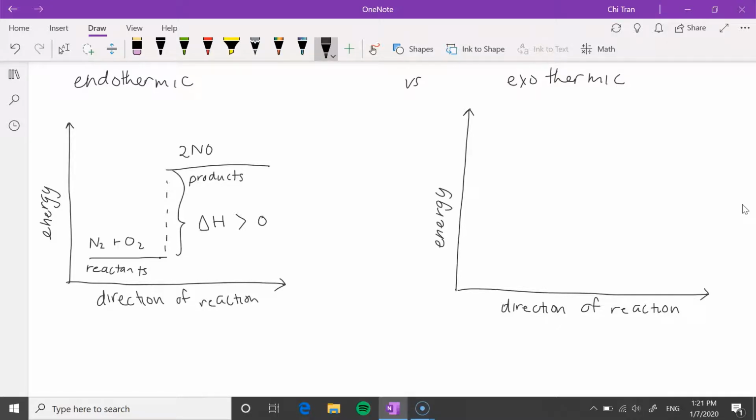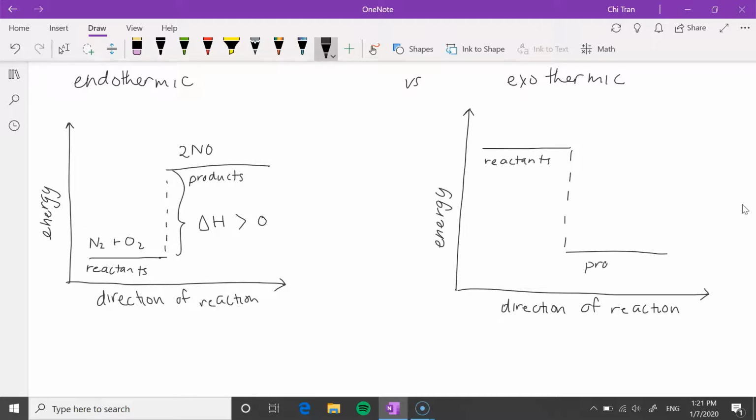Moving on to exothermic reaction, it will be the opposite. During the reaction, there will be a release of heat. So the reactants are losing energy in the form of heat. So we would have a reactant with high energy level, and then as the reaction progresses, we end up with a lower energy level product.